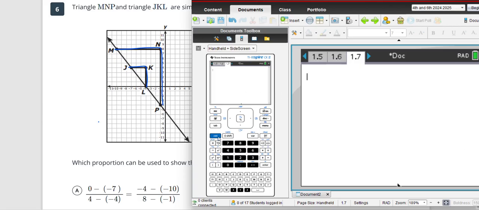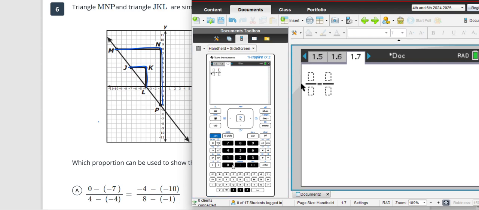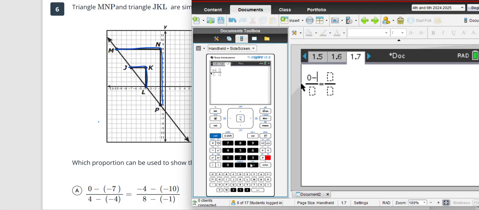So I'm going to come out here and just do this. It's really easy. I'm going to control, and hopefully I get it right the first time. I'm going to input this in here. 0 minus parentheses negative 7 over 4 minus parentheses negative 4.